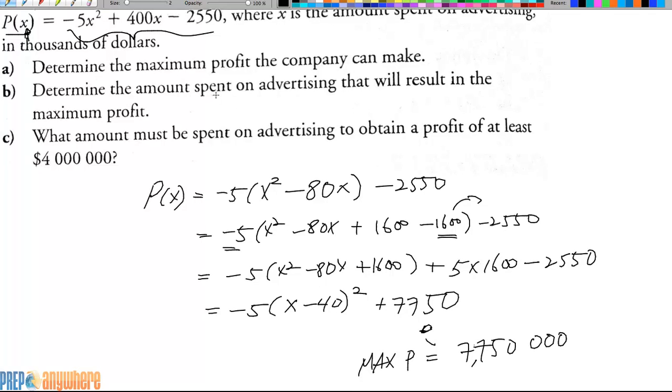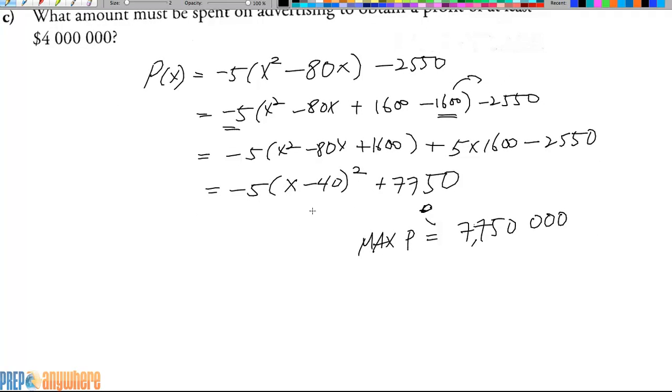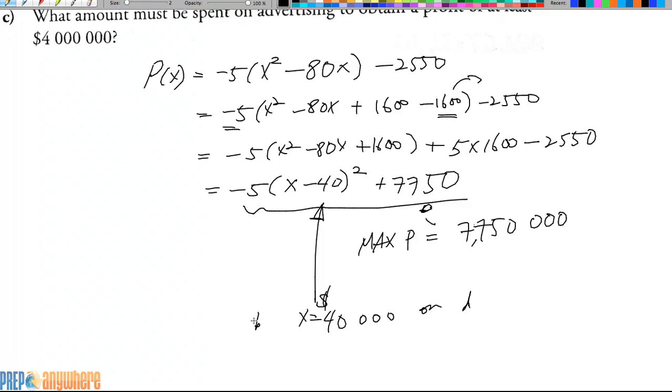Determine the amount spent on advertising that will result in the maximum profit. So that right there, when x is equal to 40, it causes the entire expression to be 7750. So we spent $40,000, because it's all in thousands of dollars, $40,000 on advertising. This is the answer to part B.